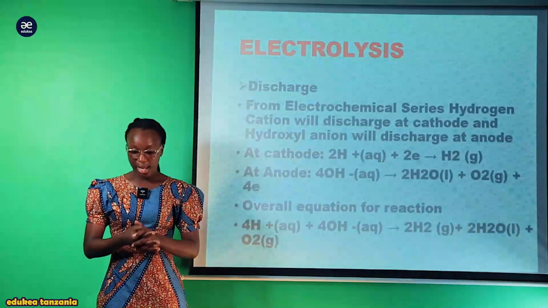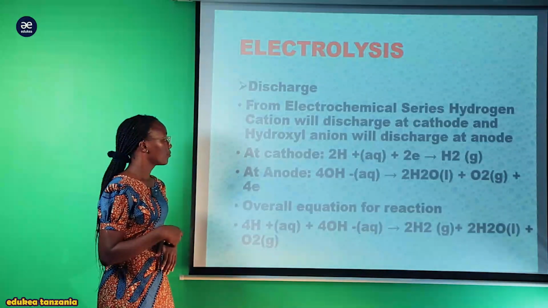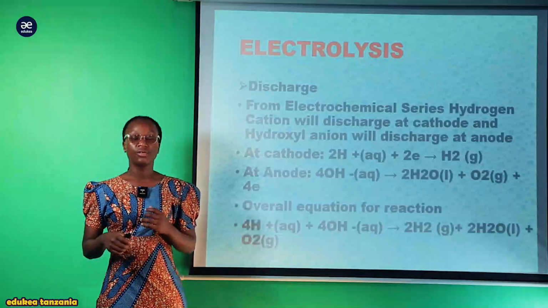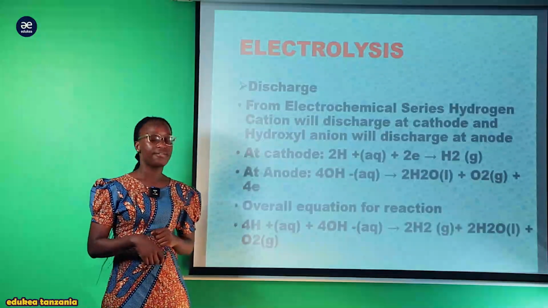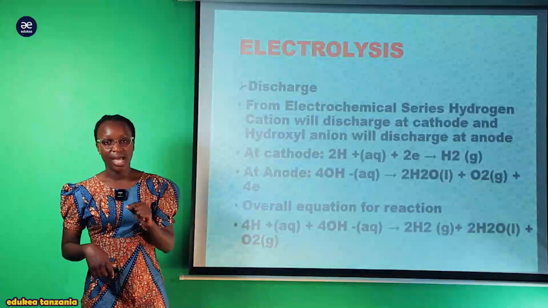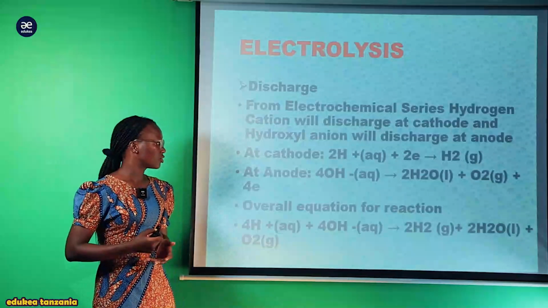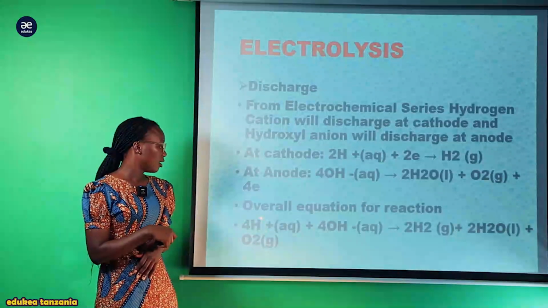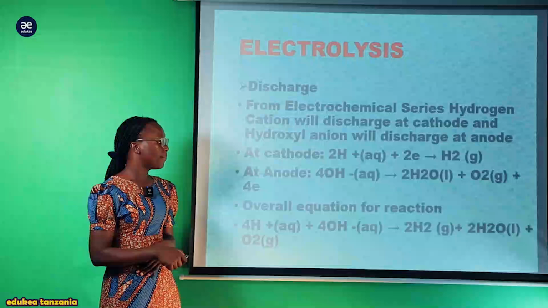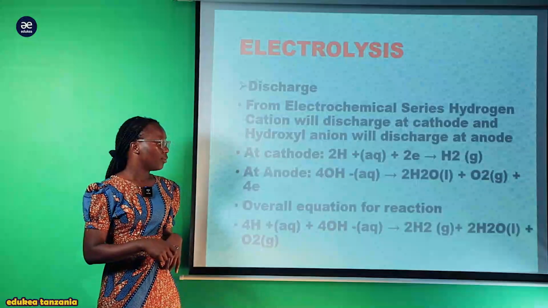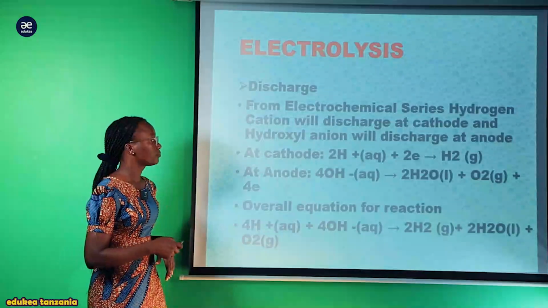Now let's see the discharge nature. From the electrochemical series, the hydrogen cation will discharge at the cathode and the hydroxyl ion will discharge at the anode, whereby at the cathode tutakuwa na discharge of hydrogen ions ambayo tutaenda kuform hydrogen gas, lakini at the anode we are going to have the discharge of hydroxyl ions, whereby we are going to have the water molecule, oxygen gas, and those gain electrons. Overall reaction itakuwa tuna 4 hydrogen ions, 4 hydroxyl ions at the reactant side, whereby we're going to have the oxygen gas, water molecule, and the hydrogen gas at the product side.